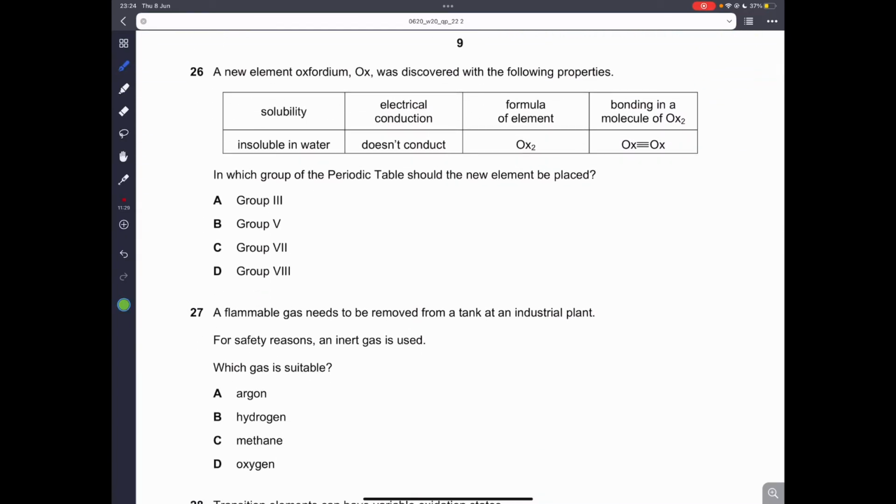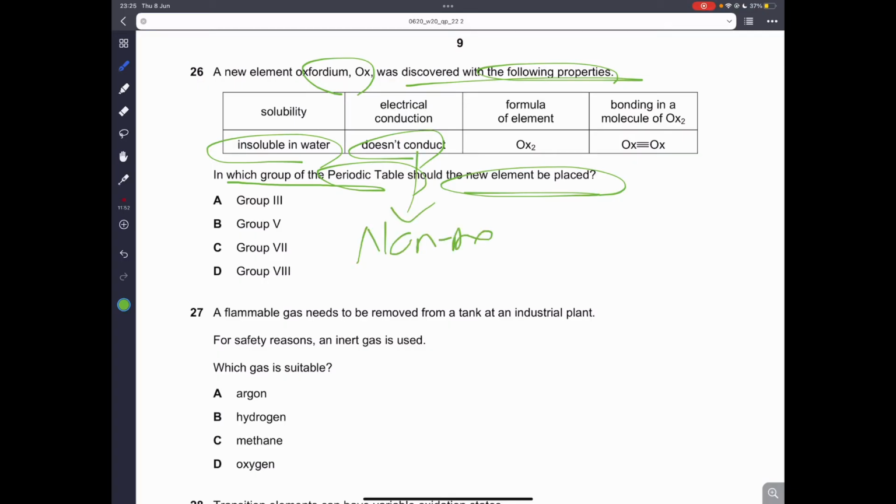Okay, 26. A new element, oxfordium, OX, obviously this is not real, was discovered with the following properties. In which group of the periodic table should the new element be placed? Okay, it is insoluble in water. It does not conduct electricity, so this gives a very large clue that it is a nonmetal. And then it has a diatomic oxide, and it has a triple covalent bond.